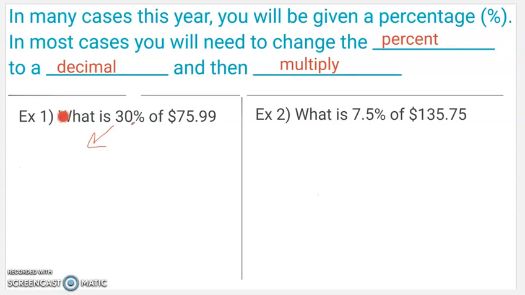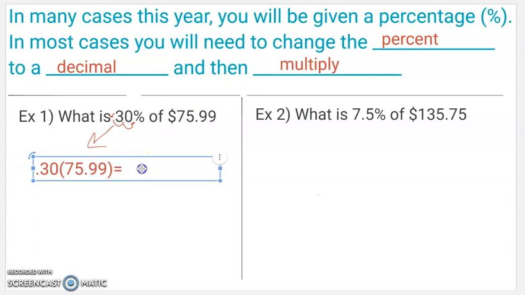This is going to become, I'm going to move it twice, once, twice to the left. If you forget, just look back in your notes. So 30% is really just 0.30. Now, my second part of this is, after I make it a decimal, I need to multiply it by my 75.99. So I'm going to take 0.30 times 75.99.